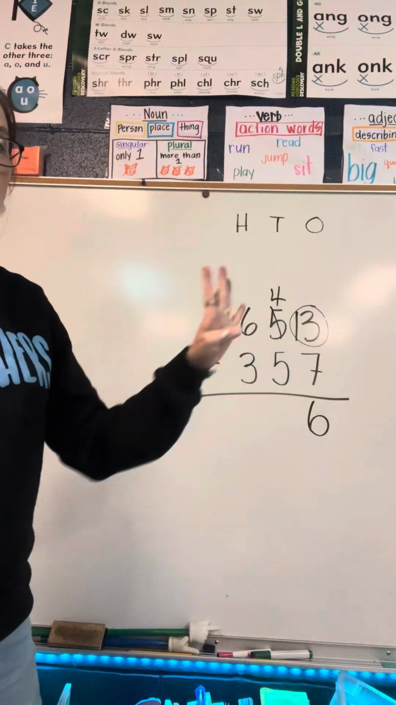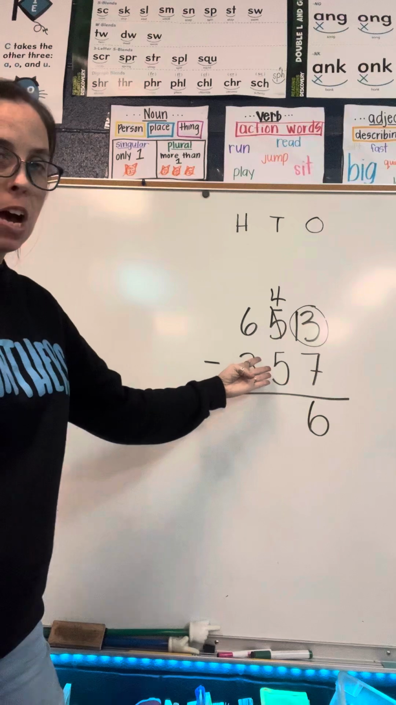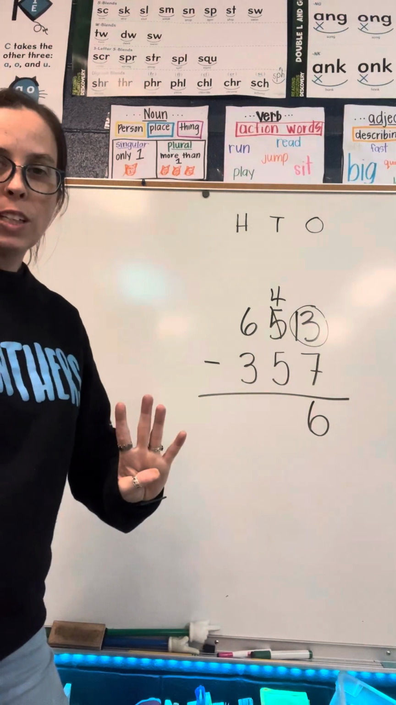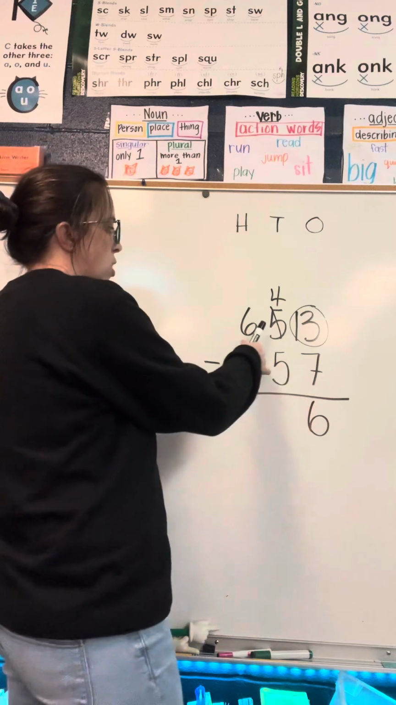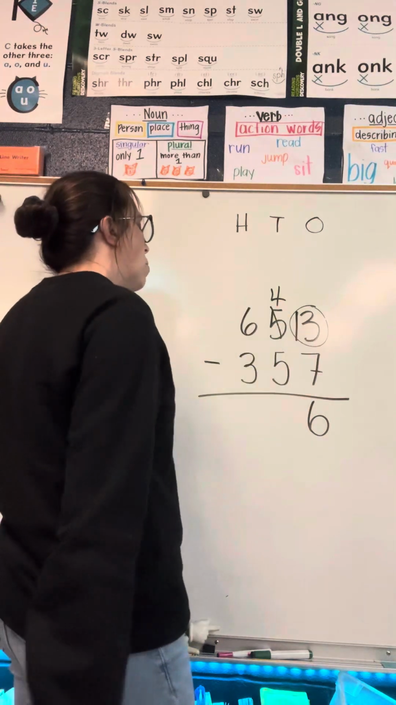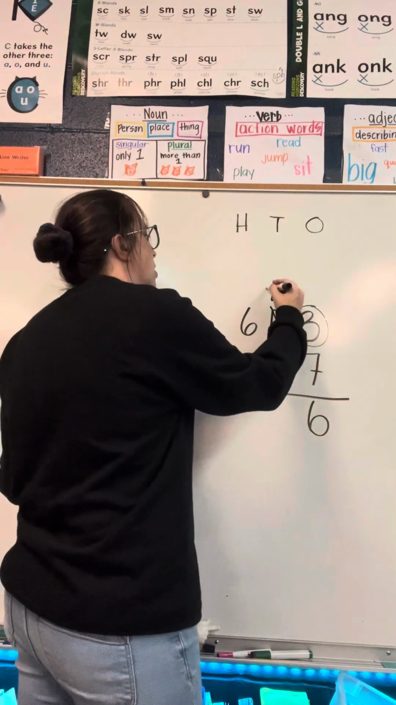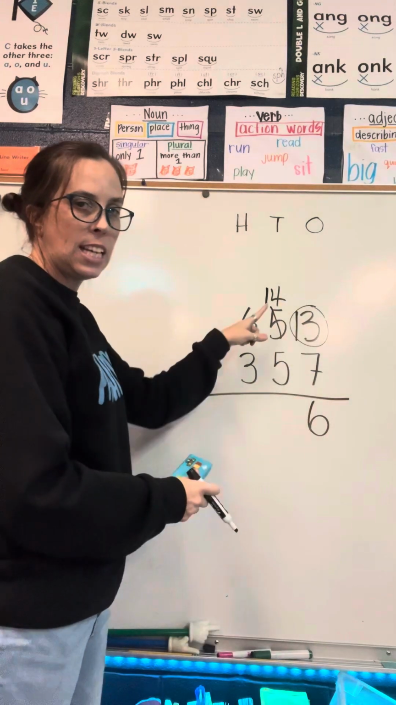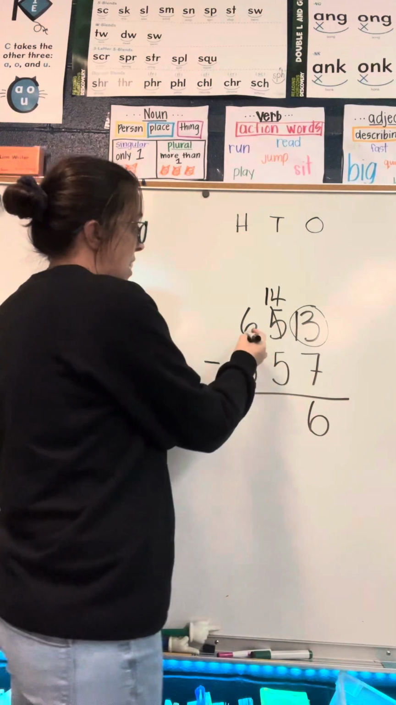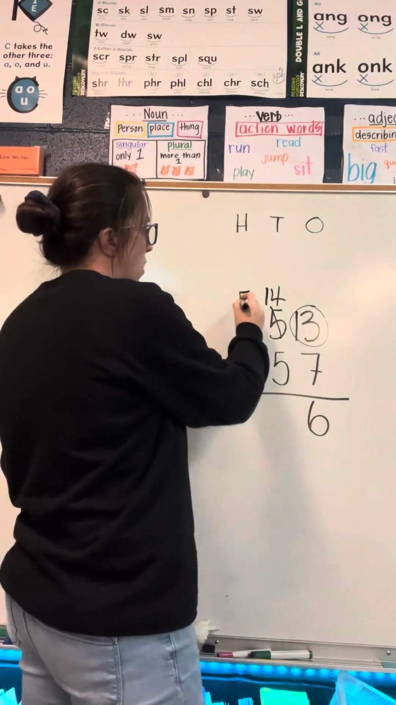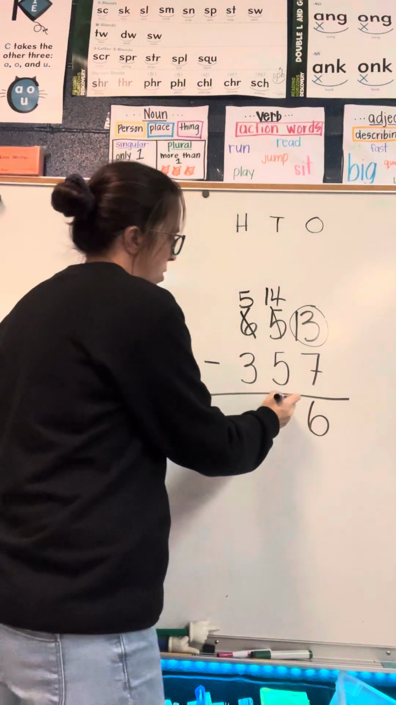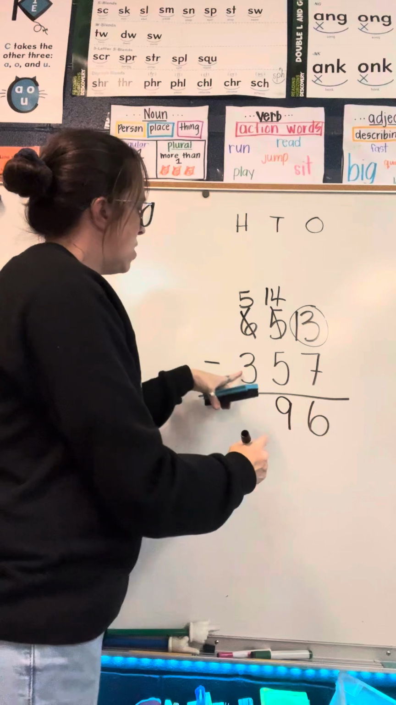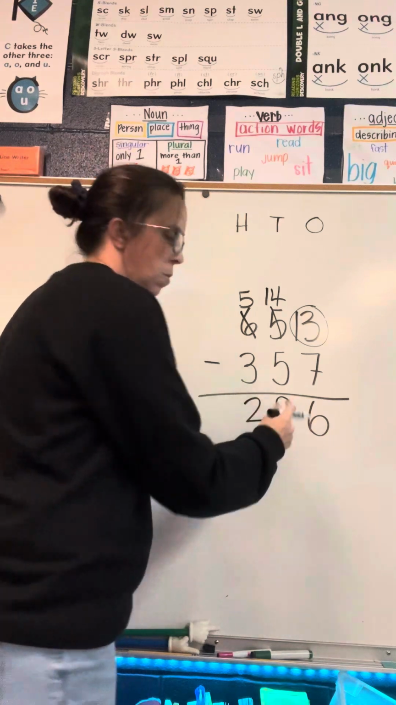Now I have 4, and I need to take away 5. If I only have 4, can I take away 5? No. So I'm going to have to come next door. Knock, knock, knock. Can I borrow 100? Sure. Here you go. Give it right to him. He doesn't have 6 anymore, though. He gave 1 away. 14 minus 5 equals 9. And then 5 minus 3 equals 2.